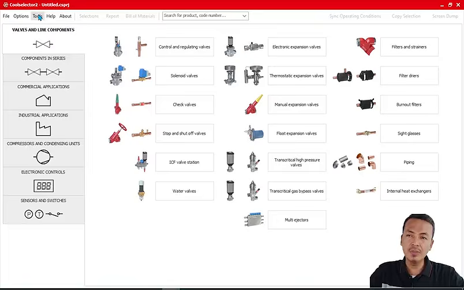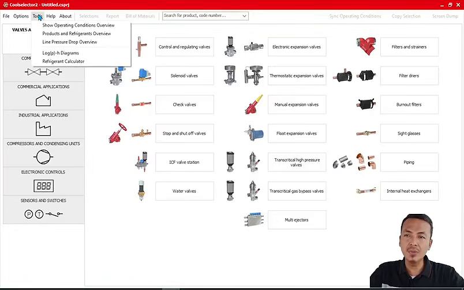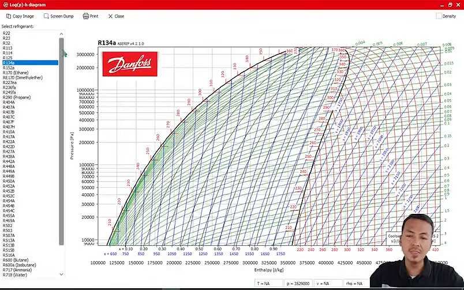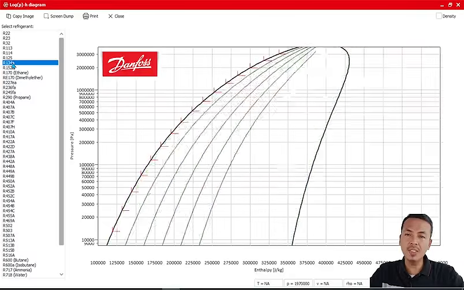Okay, for the method to get the enthalpy value, we have two tools here. The first one is the log pH diagram, and the other is the refrigerant calculator. Let's see the first tool, the log pH diagram. Danfoss provides several fluids, refrigerants that you can choose for your projects. In this case, for my problem, I'm using refrigerant R134A.